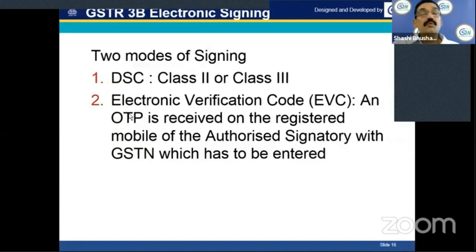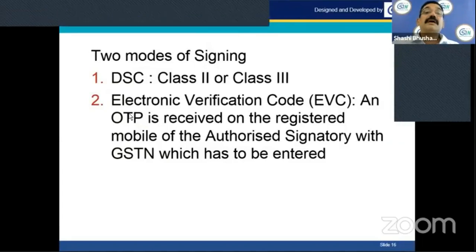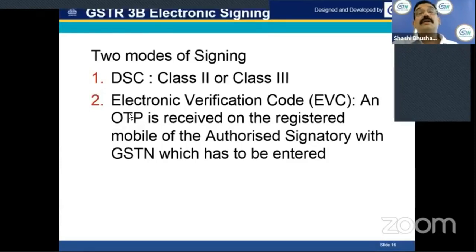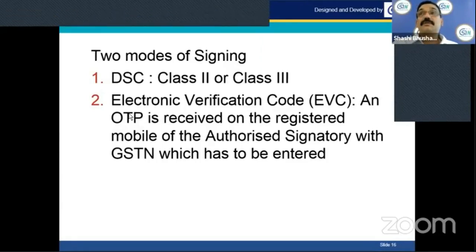Now, there are two ways in which a taxpayer can sign this electronically furnished 3B. One way is by applying a DSC. DSC is mandatory for all taxpayers who are companies or registered under the Companies Act, and all other taxpayers can file through electronic verification.